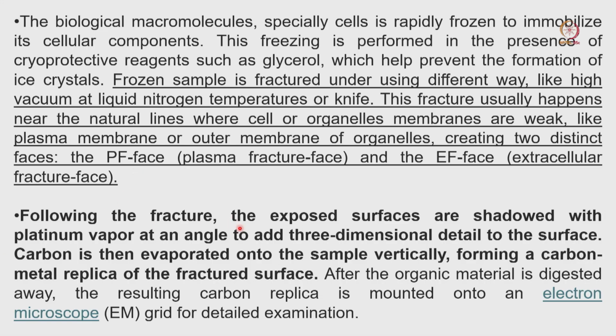Following the fracture, the exposed surfaces are shadowed with platinum vapor at an angle to add 3-dimensional detail to the surface. If you remember, when we were talking about the staining of DNA, I discussed the metal coating, where we use platinum to coat the DNA. One side of the DNA will be coated and the other side will have no coating, and then there will be a very nice contrast difference and you can see the entire DNA properly.